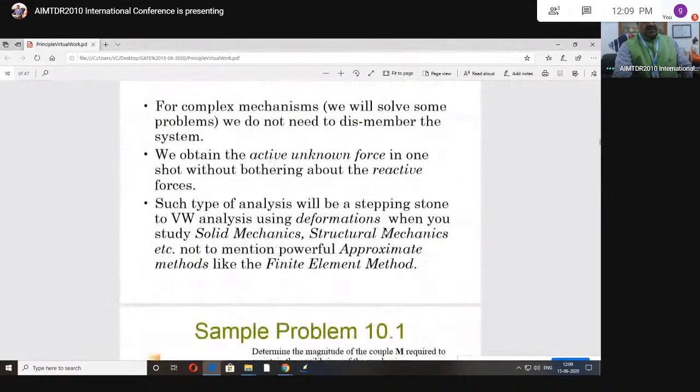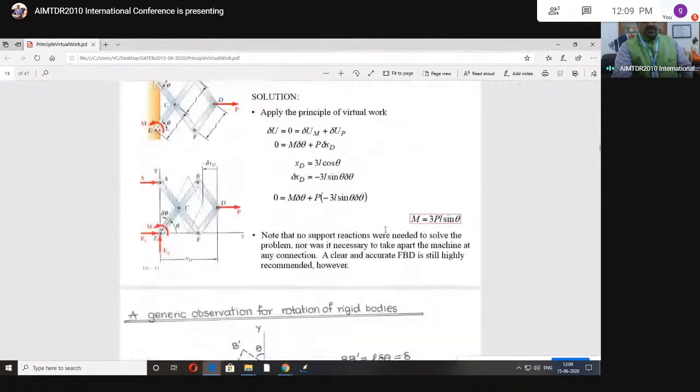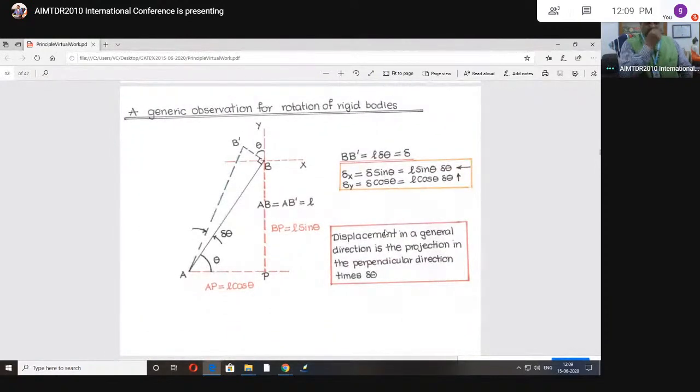Let us consider this problem which is already given, and now consider this one. A generic observation for rotation of a rigid body, where this is the rigid body concept BA. With respect to this, it is sliding like this. Okay. Now this is AB, BP. This is AB. This is AP. If this is L, then L cos theta, L sin theta. Okay. This is the x component and this is the y component.